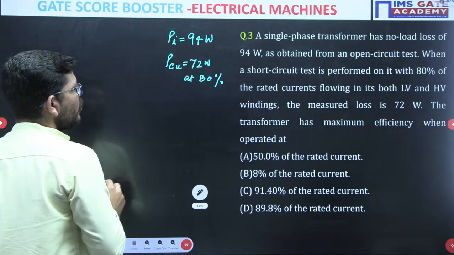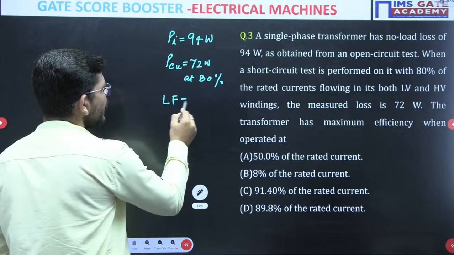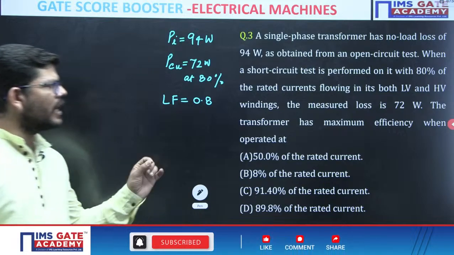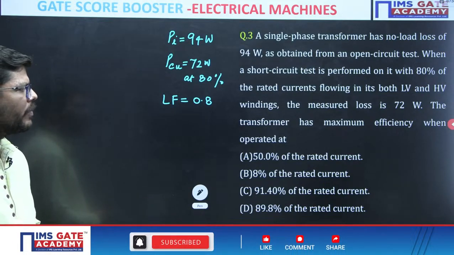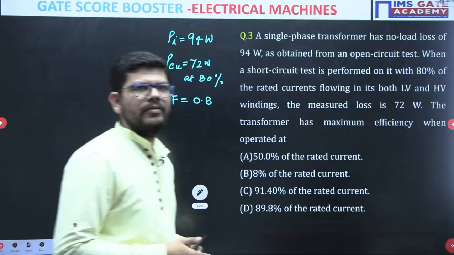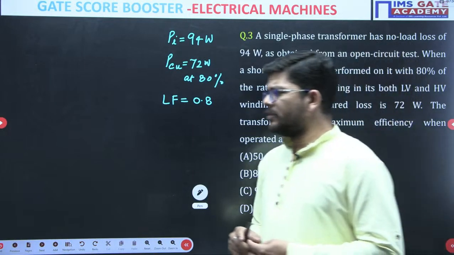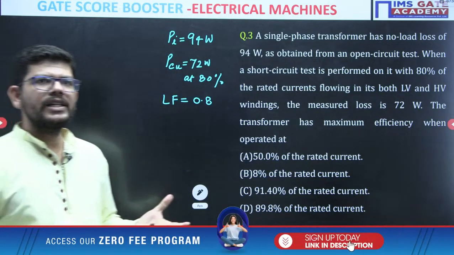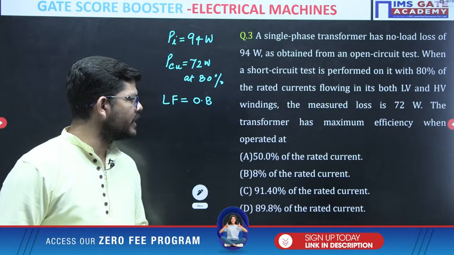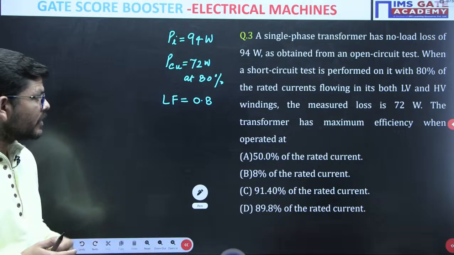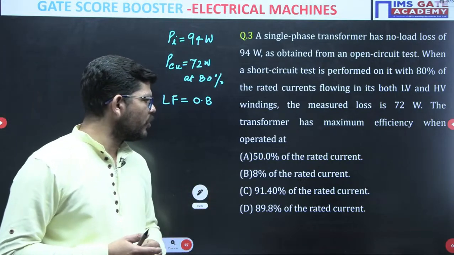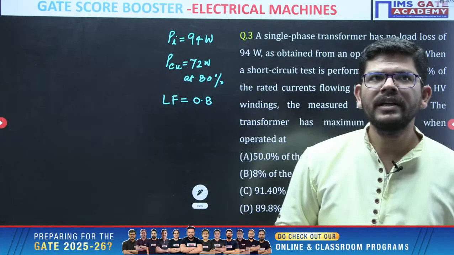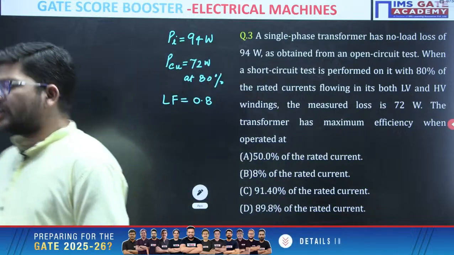So at 80% rating, we define something called the load factor. The load factor is 80%, or we can say 0.8. Then what do we have to calculate? At what load factor does the transformer have maximum efficiency? They have written 50% of the rated current, 80% of the rated current, 91.4%, or 89.8% of the rated current. I hope you understood the question. So what will be the percentage?